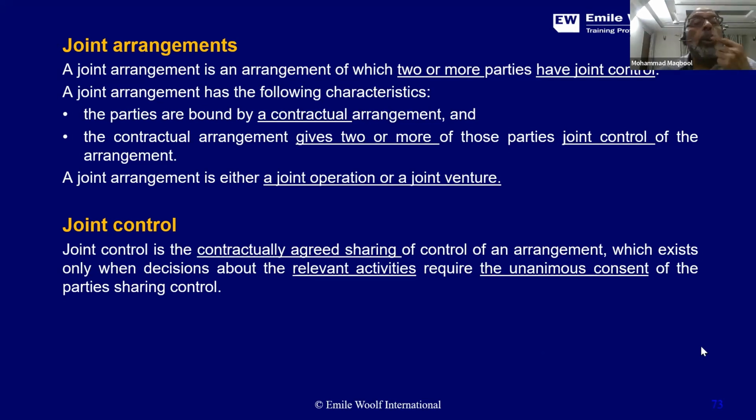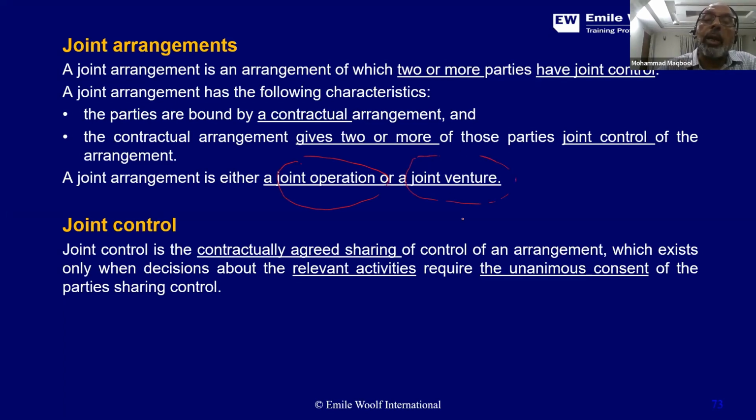Okay. So a joint arrangement is an arrangement of which two or more parties have joint control. A joint arrangement has the following characteristics. Parties are bound by a contractual arrangement, and the contractual arrangement gives two or more parties joint control of the arrangement. A joint arrangement is either a joint operation or a joint venture. We talked about that already. Once it's clear it's a joint arrangement, then it could be a joint venture.